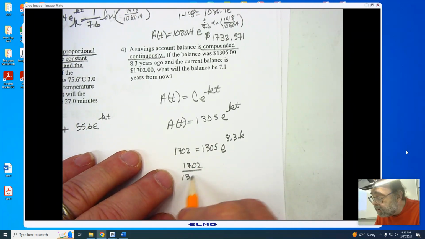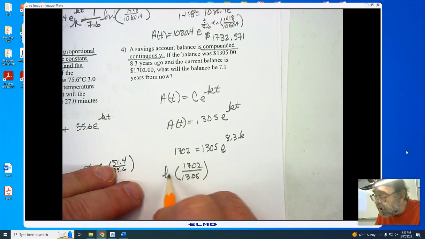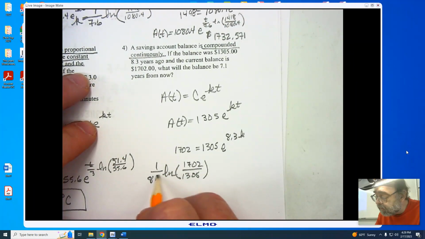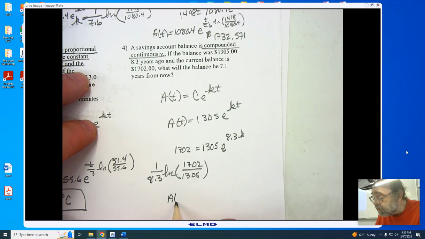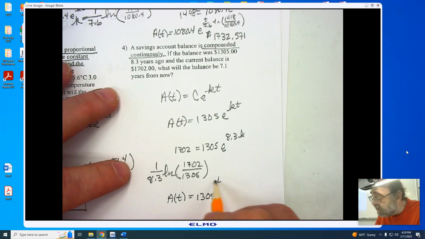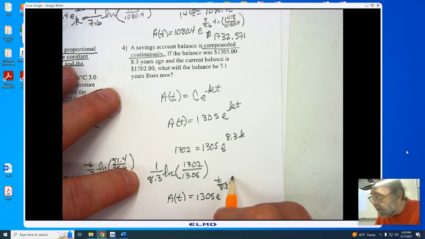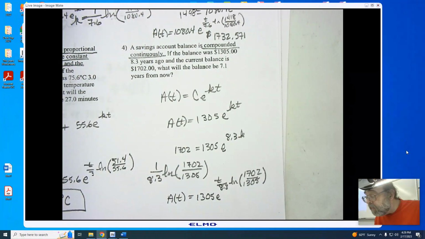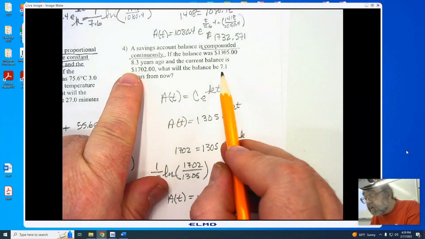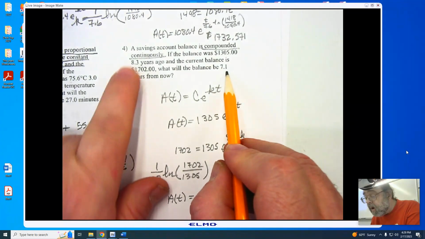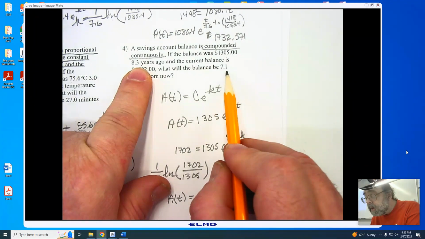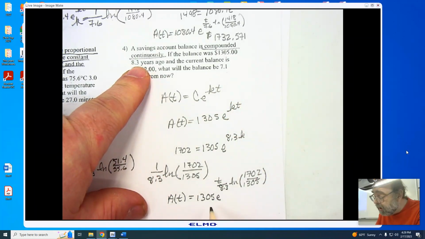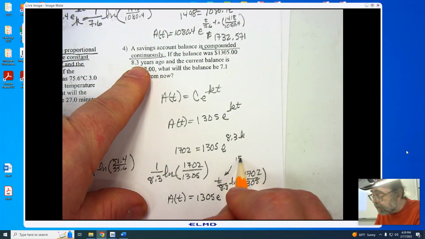So we're now going to put this in. 1,702 divided by 1305, put the natural log in front, and divide by 8.3. We then have the account total is equal to 1305 e to the t divided by 8.3 natural log of 1702 over 1305 in the denominator, and we can now put in our information. Now, I need to go 7.1 years from now, already having gone 8.3. So we are looking at 15.4 is the time that we put in here.